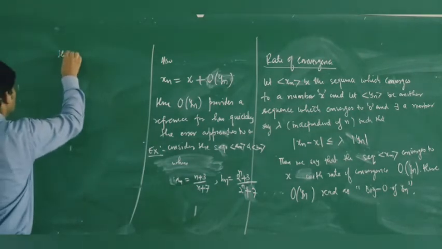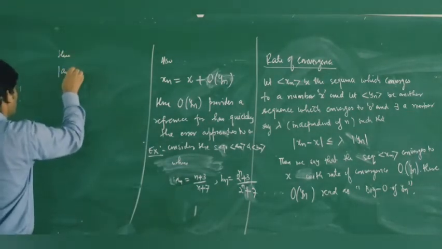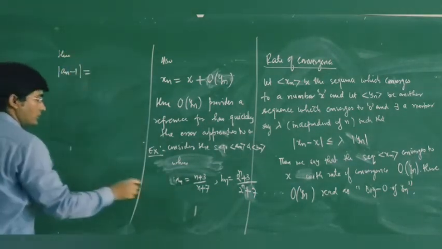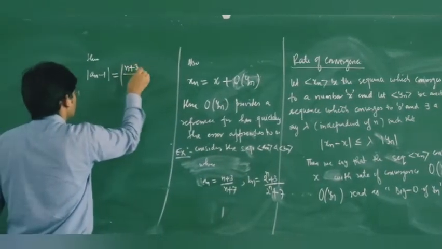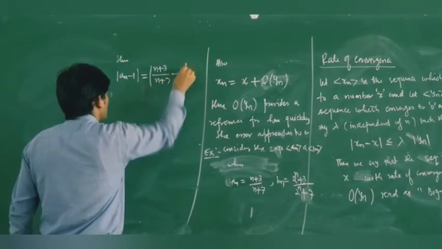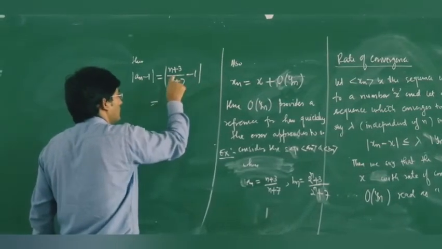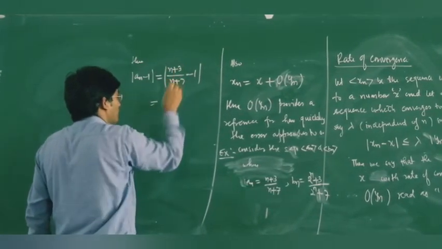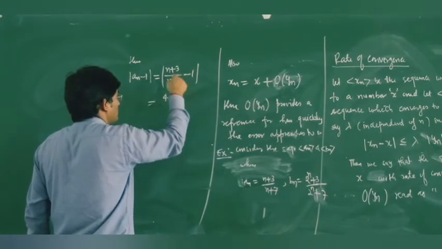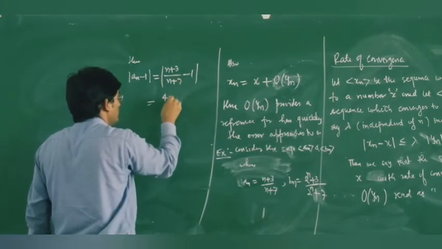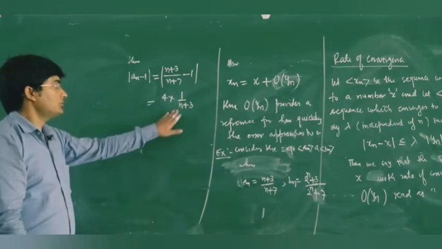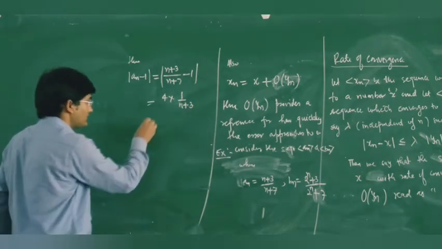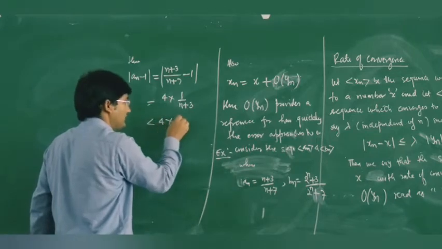Here your modulus of an minus 1 is equal to this an minus 1 will give you, in the numerator we will get minus 4, so modulus of minus 4 will be 4, so we can write it 4 into 1 upon n plus 3, which is less than 4 into 1 upon n.